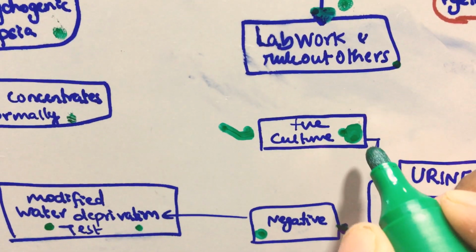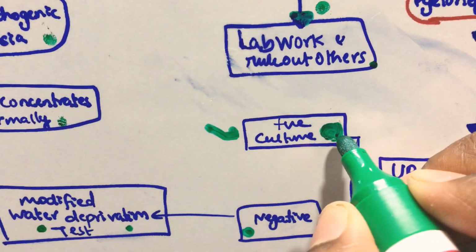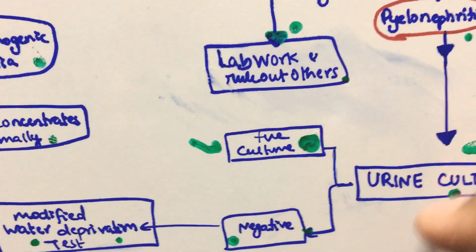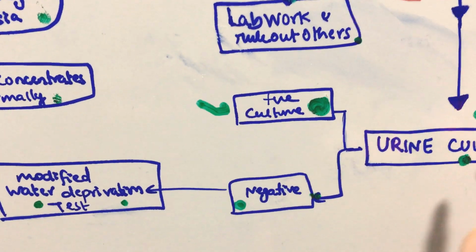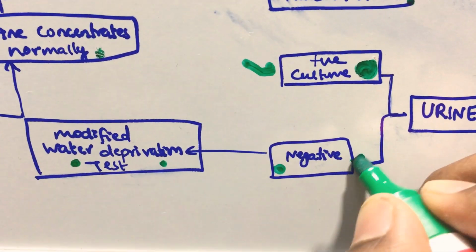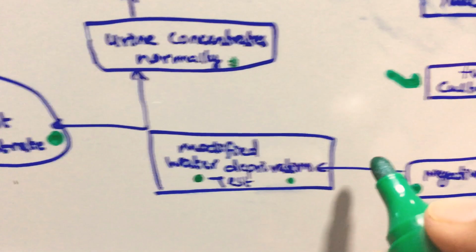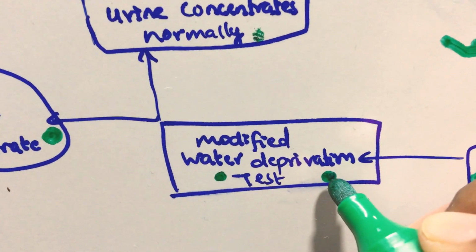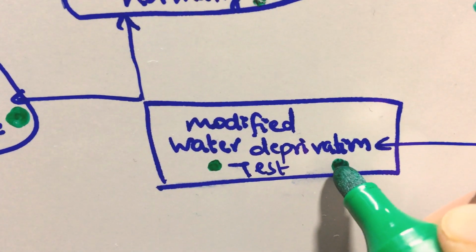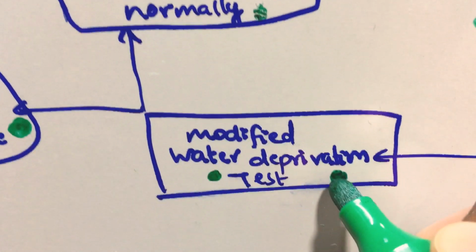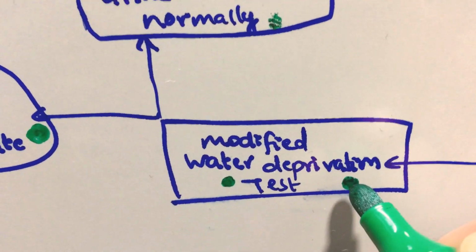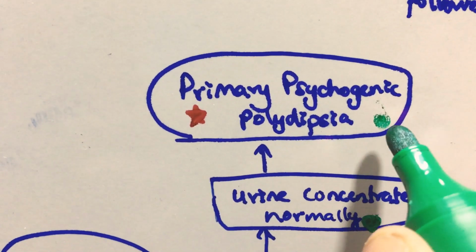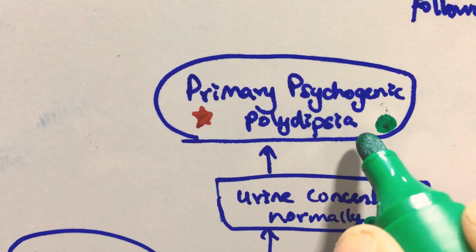In urine culture, if it is positive, then you have your diagnosis as UTI or some bacterial cystitis and all the other things, because they can also cause polyuria polydipsia. If it is negative, then you need to proceed with a modified water deprivation test, which means you are going to withdraw water from your pet, which should normally concentrate the urine. If the urine gets concentrated, then you have your diagnosis as primary psychogenic polydipsia.